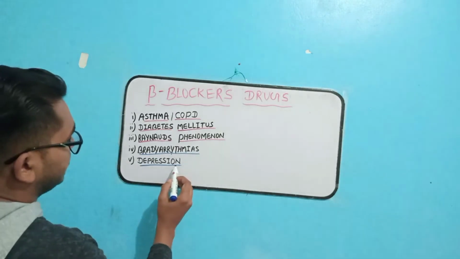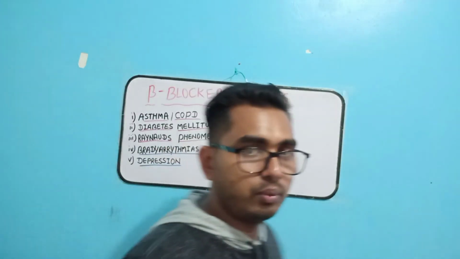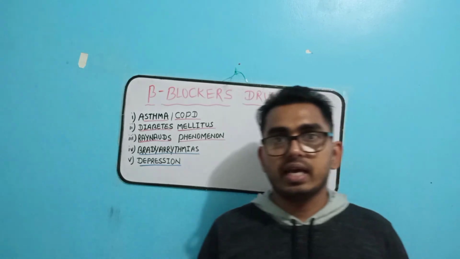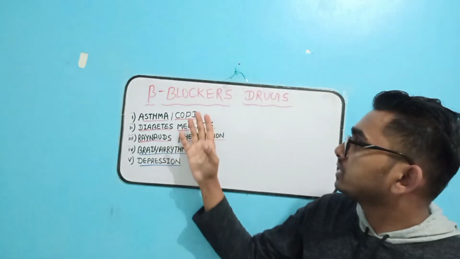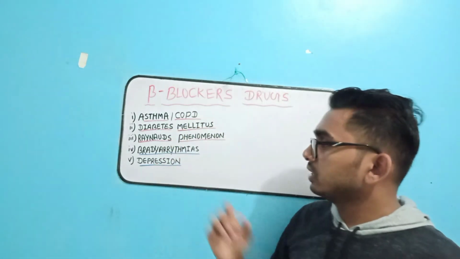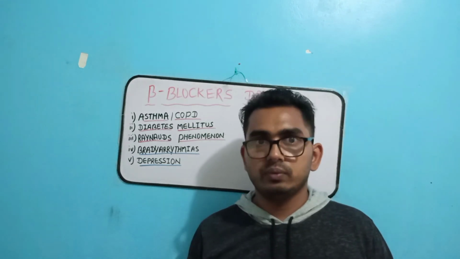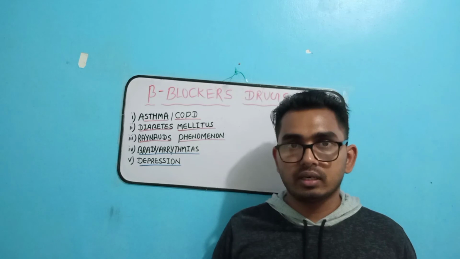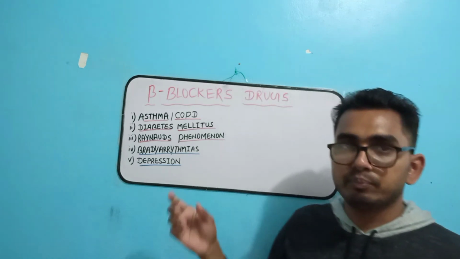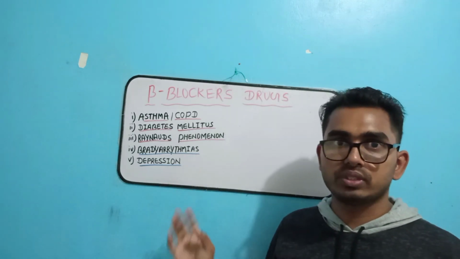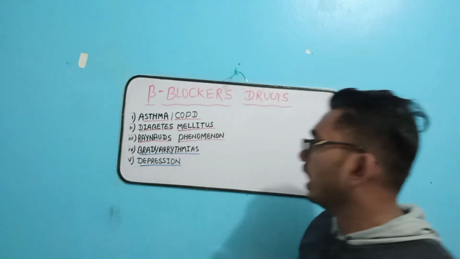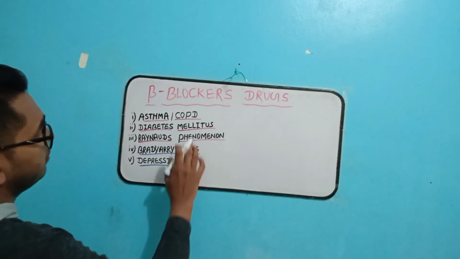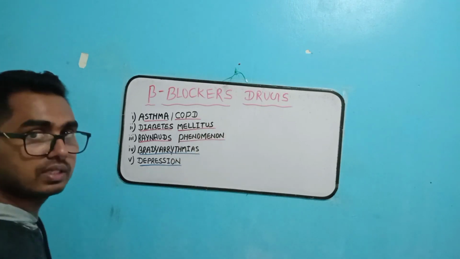Fifth is depression. Why do we have to avoid beta blocker drugs in depression patients? We know that one of the side effects of beta blocker drugs is depression. If we give beta blocker drugs, the patient will go into deeper depression, and may even commit suicide. So this is very harmful for a depression patient. So we have to avoid beta blocker drugs in depression patients.